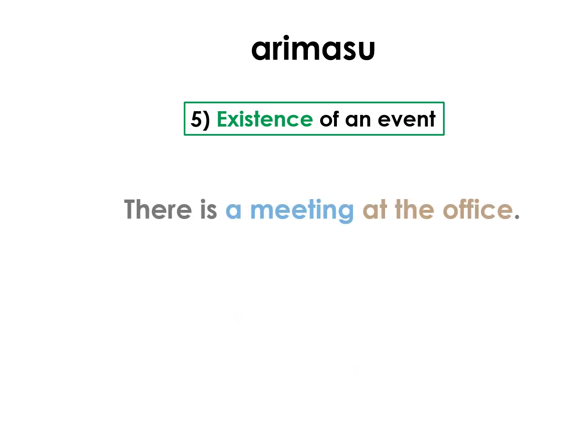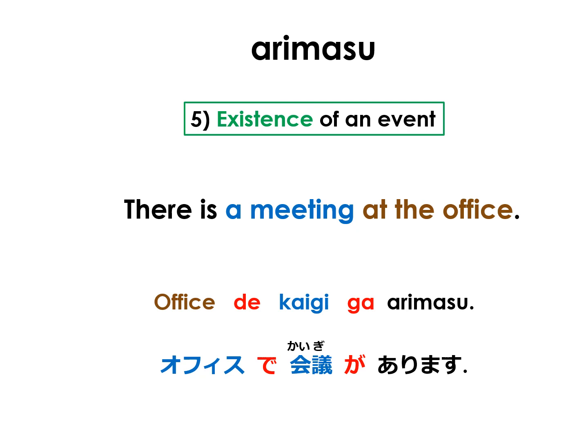Next example, there is a meeting at the office. Meeting is an event. Hence, in Japanese, we say, ofisu de kaigi ga arimasu.